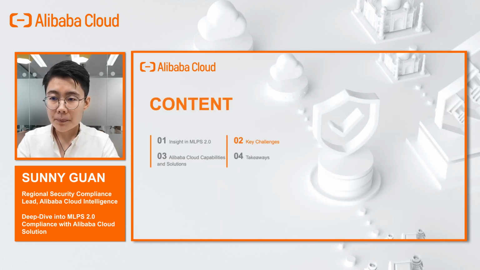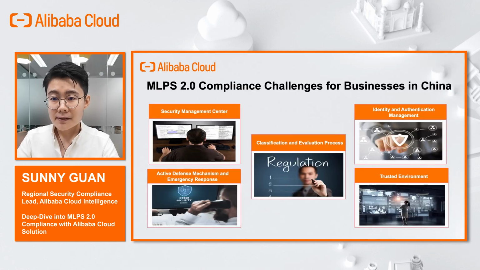After we understand what MLPS is, let's take a look at the key challenges that may be faced by your business in complying with MLPS 2.0. The MLPS classification evaluation process is a bit long for MNCs, especially when all the standards are presented in Chinese only. If there is no mapping between your headquarter or regional headquarter security standards, it is hard to find a gap between your current existing system and what is required under MLPS 2.0.